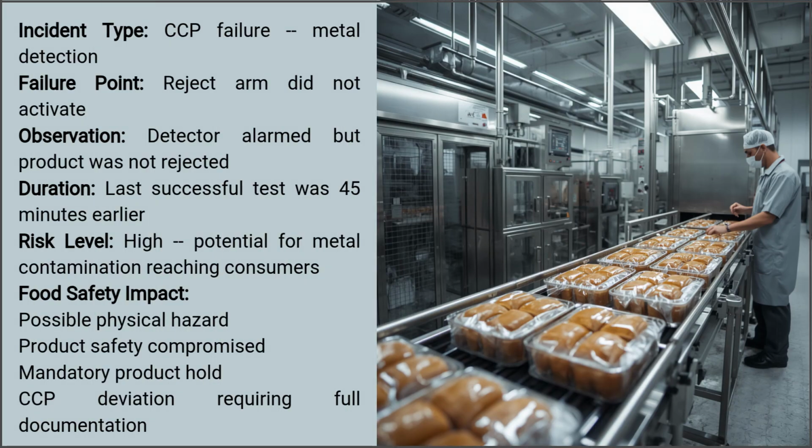On this slide, we're reviewing a metal detector failure that occurred during production. The detector alarmed correctly, but the reject mechanism did not activate, meaning the test piece stayed on the line. The last successful reject test had been completed 45 minutes earlier, so product continued running during the failure. This type of incident is considered a critical control point deviation because it creates a physical hazard risk. All affected product must be placed on hold, the equipment must be inspected and repaired, and the metal detector must be retested before production can resume.